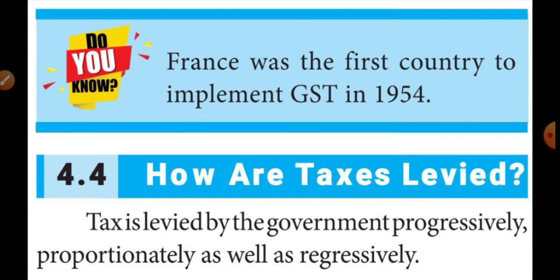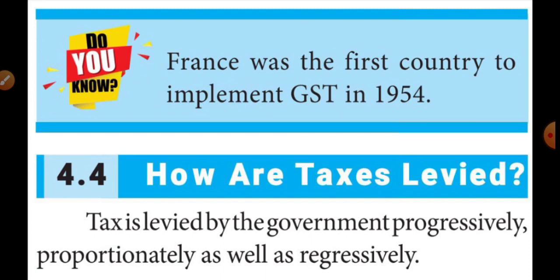The first one is progressive tax. Progressive tax means the tax rate increases as the taxable amount increases. It is a tax where the rate of taxation increases as the tax base increases. That means when income increases, the tax rate also increases. Listen very carefully, students: when income increases, the tax will increase. That is called progressive tax.